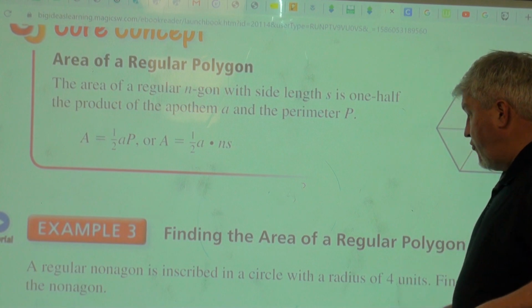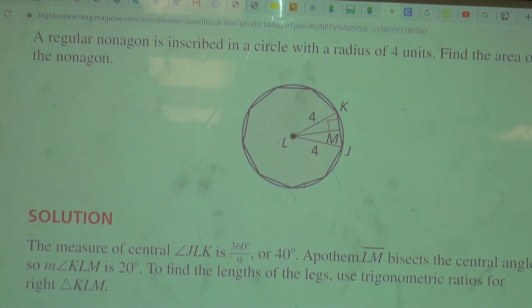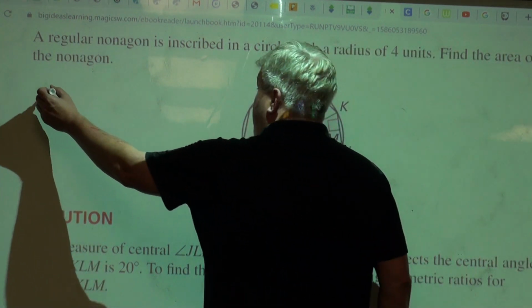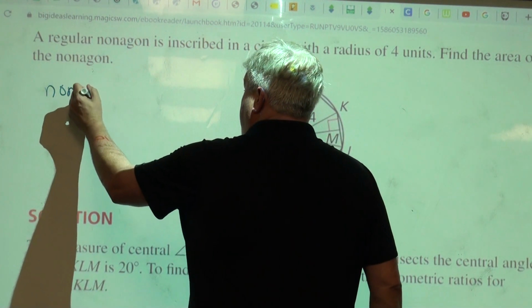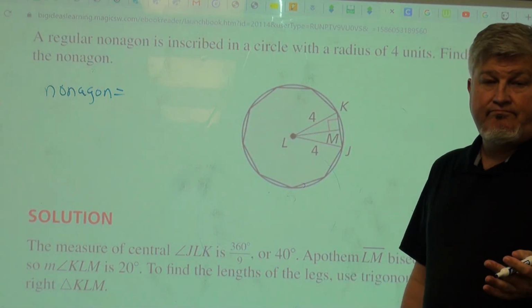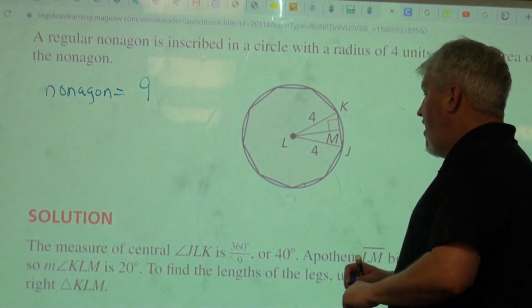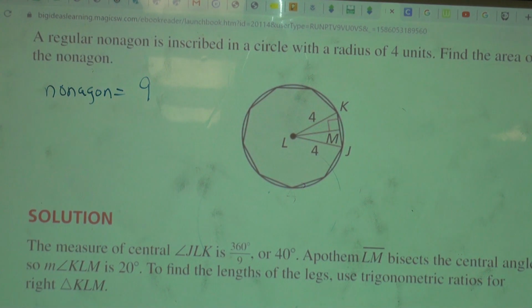Okay? I'll go through this example to finish off. A regular nonagon is inscribed with a radius of 4 units. Find the area of the nonagon. Nonagon equals how many sides? Nonagon equals 9. 9 sides. All right, so we have to step back into some of our trigonometry.